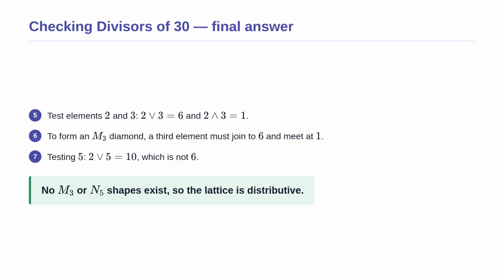Let us test a subset of these elements to see if they form a diamond. Taking 2 and 3, their least common multiple is 6 and their greatest common divisor is 1. If this were an M3 lattice, we would need a third element, say 5, that also joins with 2 to make 6. But the least common multiple of 2 and 5 is 10, not 6. By exhaustively checking, we find no diamond or pentagon shapes. Therefore, this lattice is perfectly distributive.